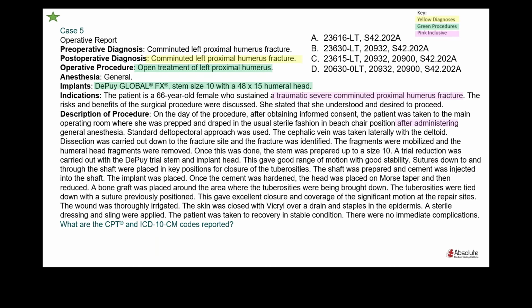A traumatic severe comminuted proximal humerus fracture. After administering general anesthesia, dissection was carried out, the fracture was identified, the humeral head was removed, a trial reduction was performed, the trial stem was deployed, and the implant head was placed. The shaft was prepared and cement was injected. The implant was placed. The head was also reduced.